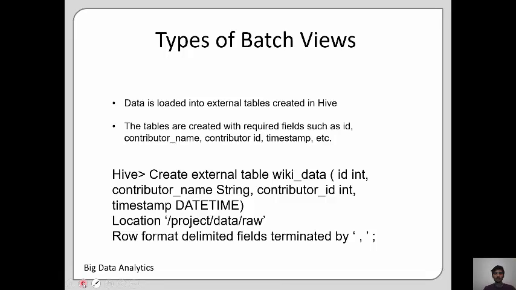Now we'll be creating a table with the required fields such as ID, contributor name, contributor ID, and timestamp. We do that with a command in Hive: create external table Wikidata, with ID as data type int, contributor name as string, contributor ID as integer, and timestamp in date time format. We also specify the location where we want to store the table data. Initially I'm storing it in the project data raw folder, and the format is comma separated in the tables too.